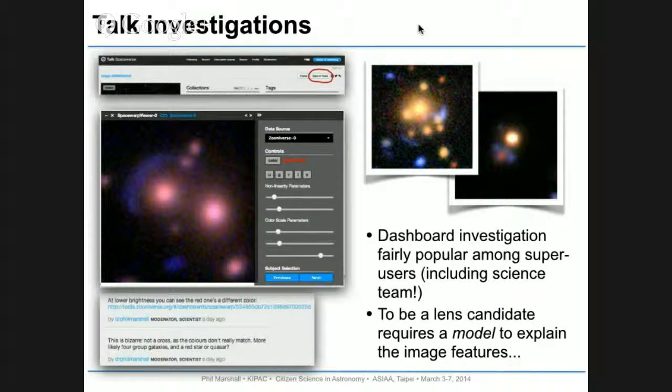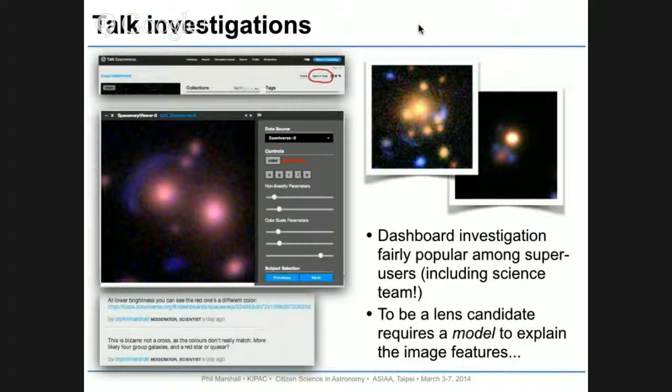Here's a lens system where with the dashboard you can change the color scale and do a better job of making out that there is a counter image here. And you sort of need that to convince yourself that this really is a gravitational arc, not a spiral arc. We have this philosophy that to be a lens candidate you require a model to explain the image features.